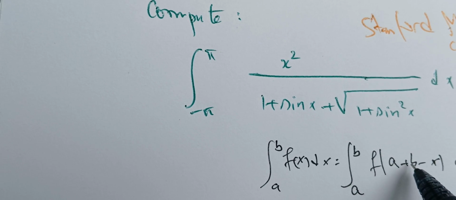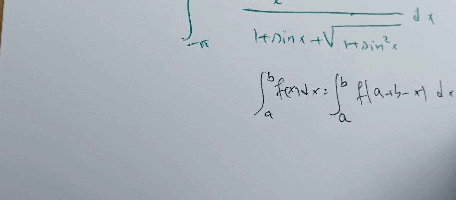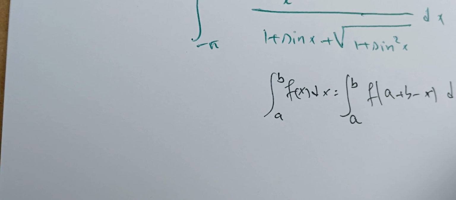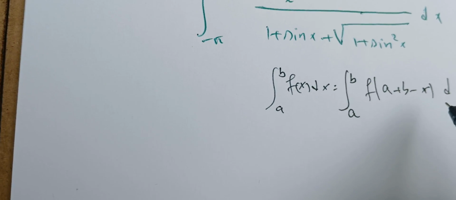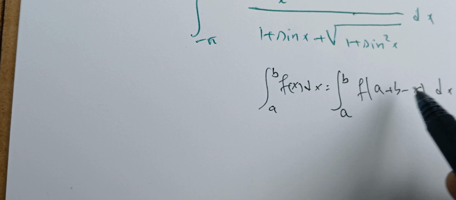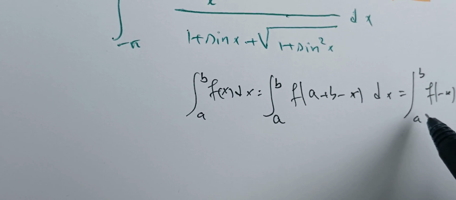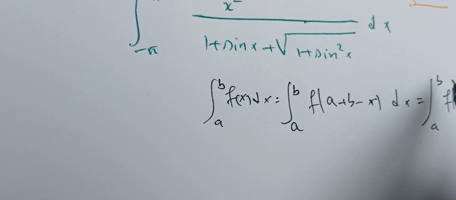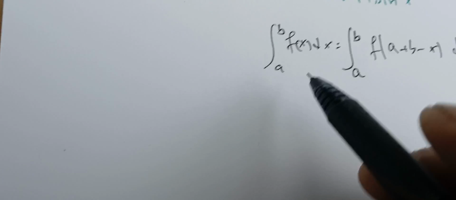So here we're going to have a plus b equal to 0. So this one is going to be the integral between a and b of f of minus x dx. And in this case, a is minus pi and b is plus pi. Well, therefore, we can add these two.